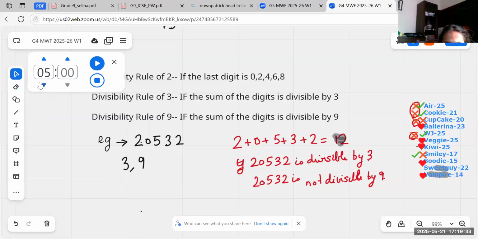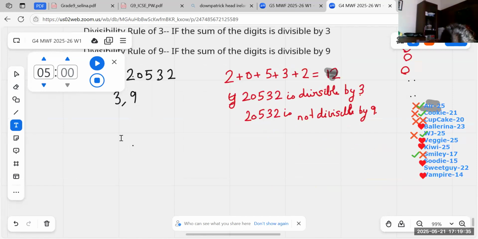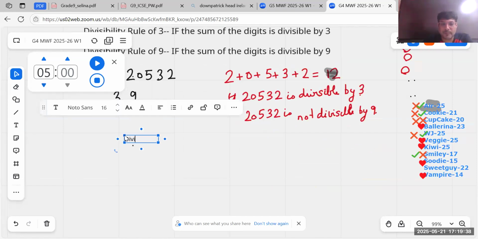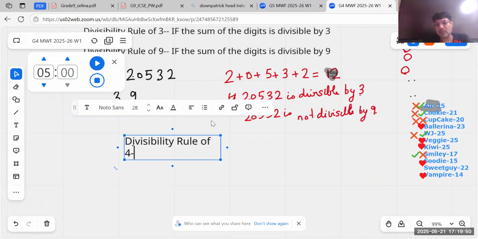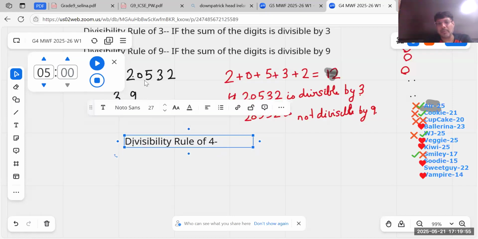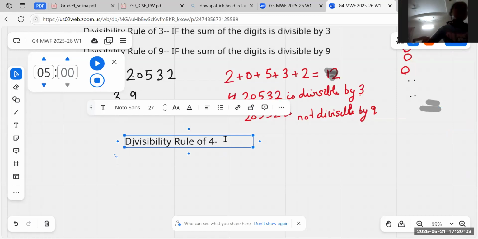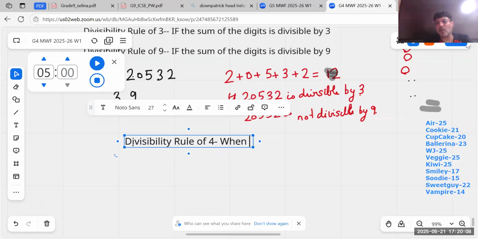Okay, sir. Okay. Next, divisibility rule of 4. Who remembers? Sir, can I? Yes. No, not you, not you. You got one chance. Sweets are my favorite, you speak. आपने रेज हैंड किया था. Air, you speak. Sir, when the sum of the last two digits is divisible by 4. Wrong, wrong.